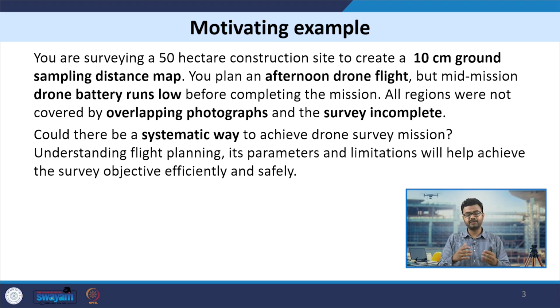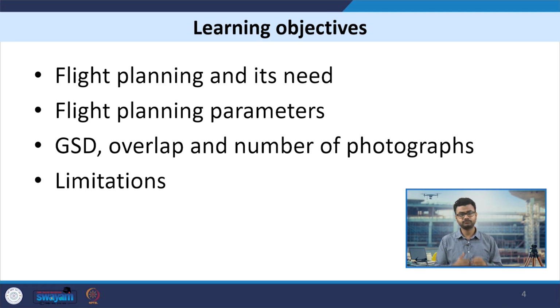So could we have estimated the flight time and compared that with the battery life, whether it is suitable for the mission or not? And similarly, all regions were not even covered by overlapping photographs. So what is the overlapping percentage of the photographs that is needed for doing a drone survey? So understanding all this falls under flight planning. Understanding the flight planning parameters and its limitations will help us achieve the drone survey objective efficiently and safely.